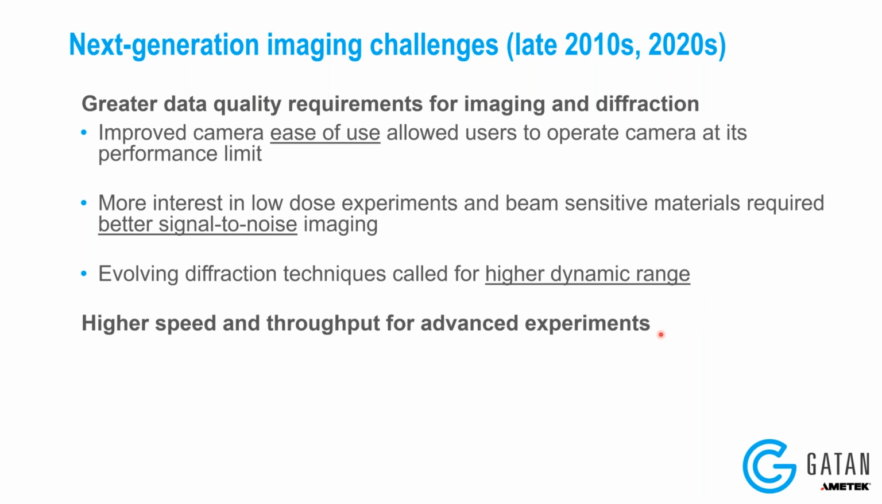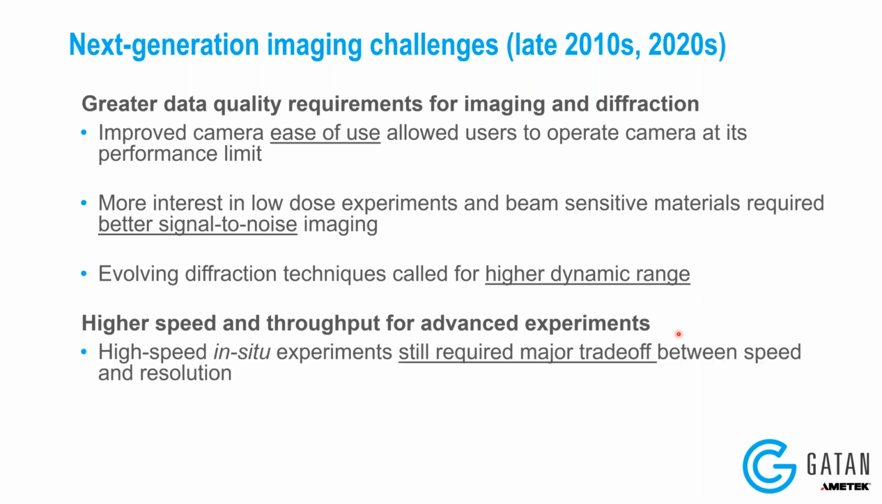And then the other thing that emerged was not only that people wanted better data quality, but people still wanted higher speed and higher throughput for advanced experiments. One of those things was that in the in situ world, if you wanted 300 frame per second imaging, for example, with the OneView, there was still a pretty significant trade-off in terms of what image resolution you could use.